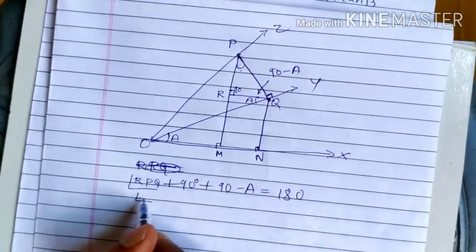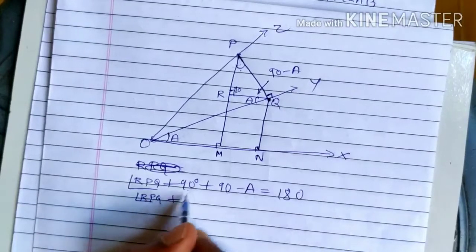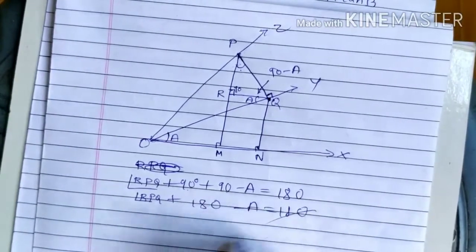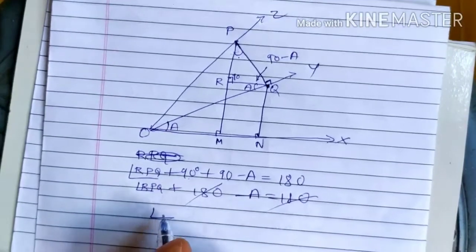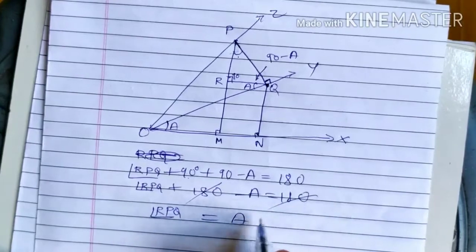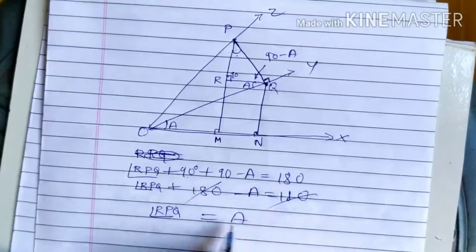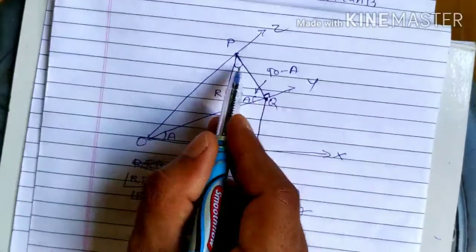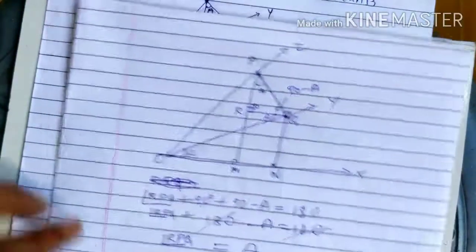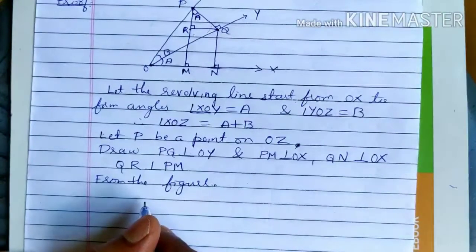So now RPQ plus 90 plus 90 minus A is equal to 180. So 180 you can cancel. Angle RPQ is equal to minus A, which becomes plus A when you take this to the right hand side. So this angle RPQ is equal to A. So like this also you can remember. So that you have to write here.